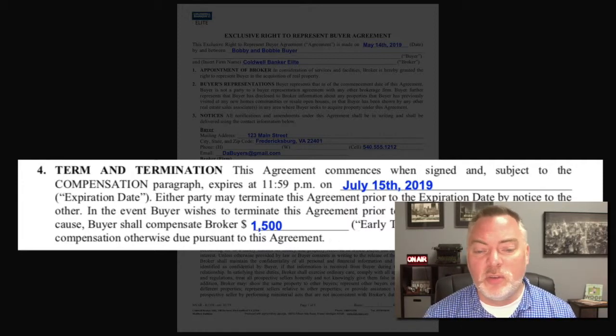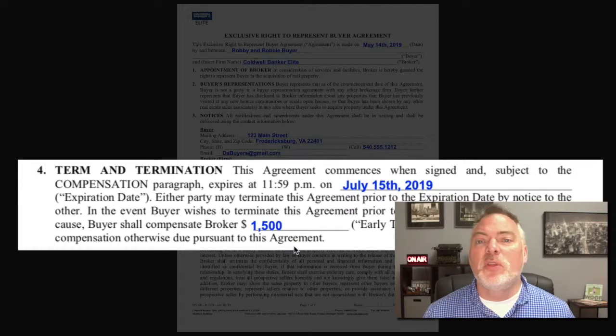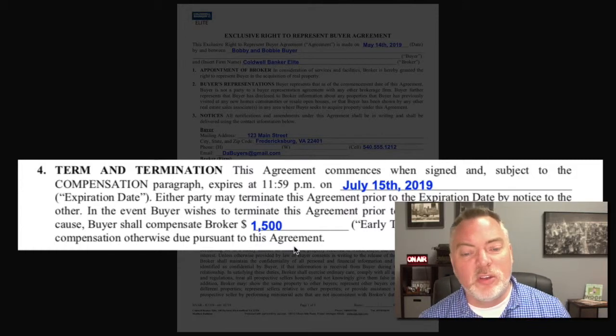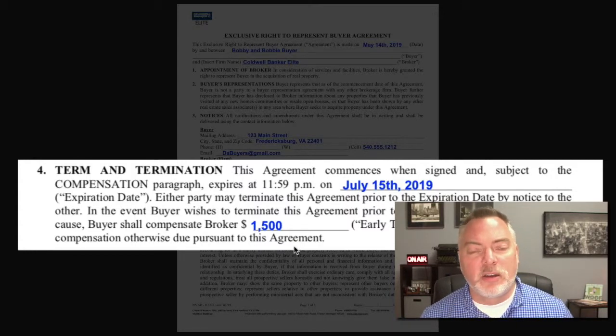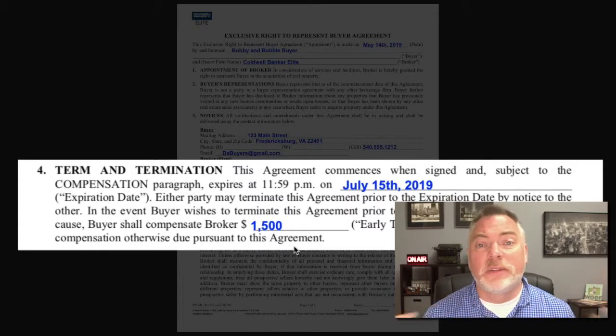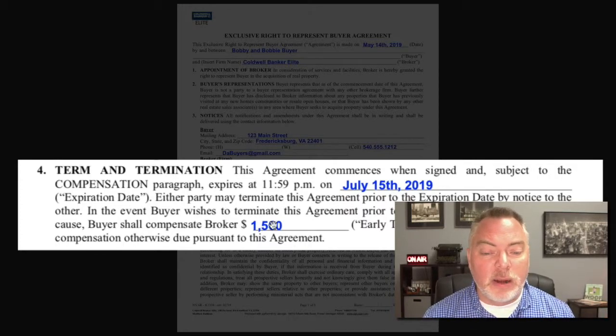If for some reason, after all the time that I've worked with you and all the services I've given you, you feel like you just don't want to move forward anymore, you can terminate this agreement for $1,500 or $1,000 or $500 or nothing if you want to. That agreement is totally up to you, the agent, and what you put in there.